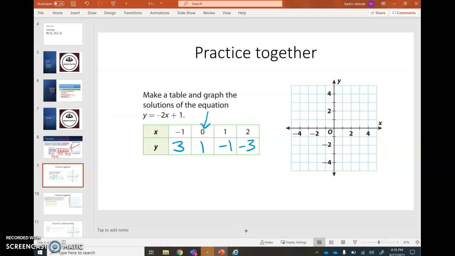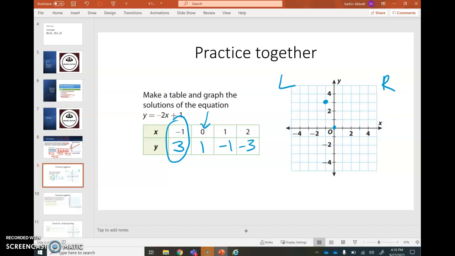Okay, now we've got to graph this. So you start at 0, 0, right in the middle. This first ordered pair says negative 1 on the x. Does that tell me to go left, right, or stay? Negative 1 tells me to go left, so I'm going to go left 1. Then I'm going to go 3 positive on the y. Does that tell me to go up, down, or stay? Up. So I'm going to go up to 3, put a dot.